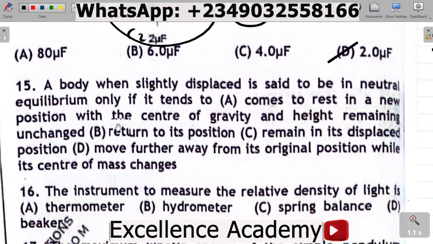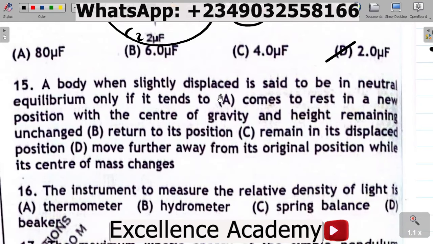Question number 15. A body, when slightly displaced, is said to be in neutral equilibrium only if it tends to: A. Come to rest in a new position with the center of gravity and height remaining unchanged. B. Return to its position. C. Remain in its displaced position. D. Move further away from its original position while its center of mass changes.